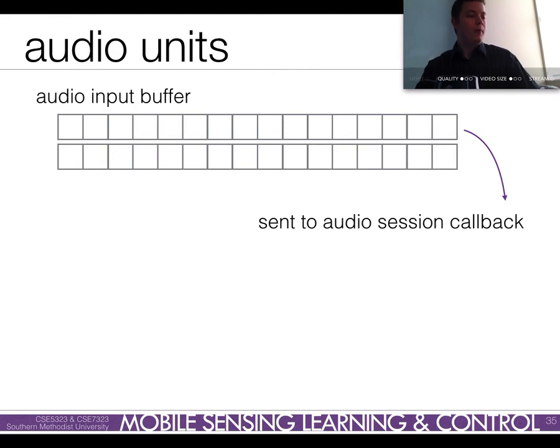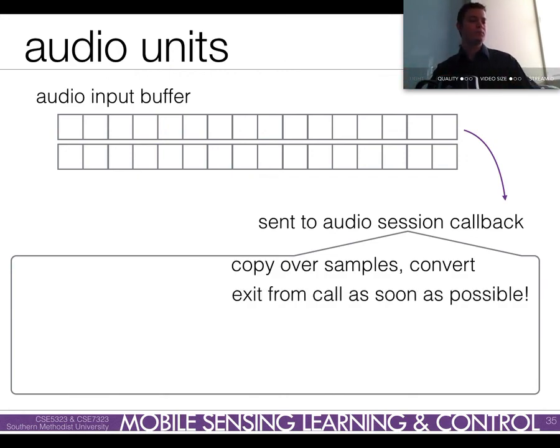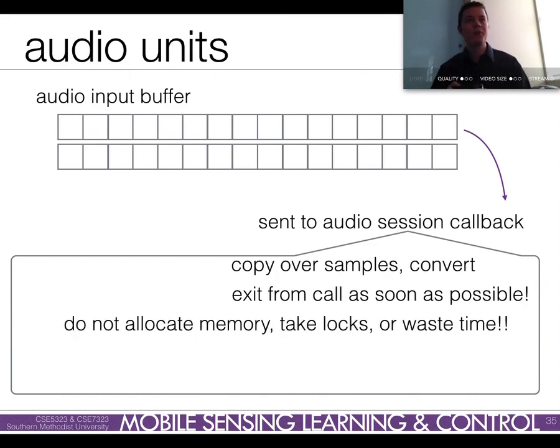your audio session callback should be very, very fast. You don't want to do any kind of blocking code inside there, because you're going to start dropping samples from the hardware. The sound card's going to send it to you, your procedure's already running, and it just drops that entire buffer of audio. You don't get it. So what you can do is copy over the samples, convert the stream format to whatever you want it to be, and exit from that call as soon as possible. You don't want to allocate memory, take locks, spawn threads, or waste time. You don't do anything inside that callback.